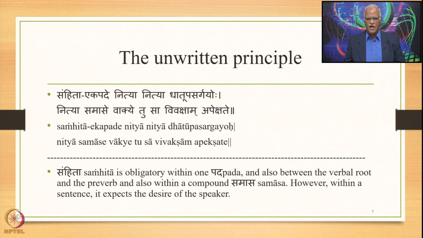So this verse says that samhita is obligatory within one pada. So we shall focus on this one pada and take some examples and illustrate how yan sandhi happens. And also between the verbal root and the preverb. Verbal root is dhatu, preverb is upasarga. Dhatu and upasarga share a unique relationship, and the samhita between a dhatu and an upasarga is obligatory. As a result, the sandhi is obligatory.